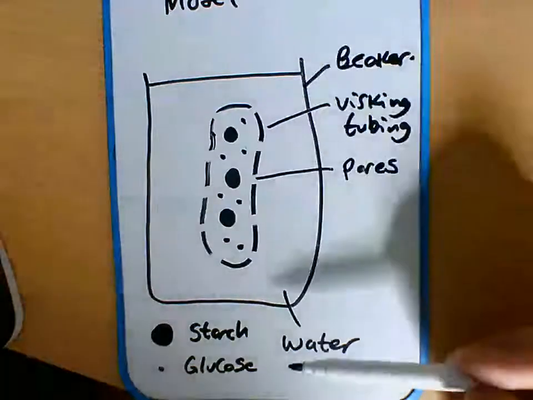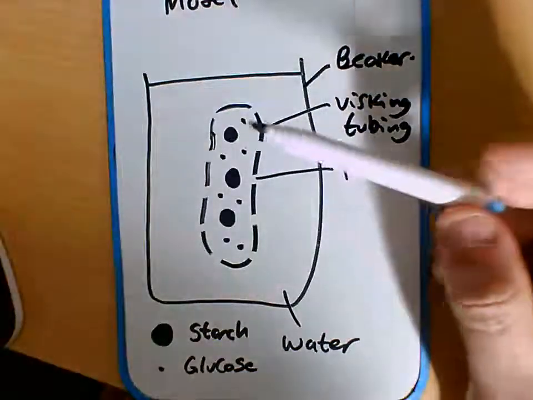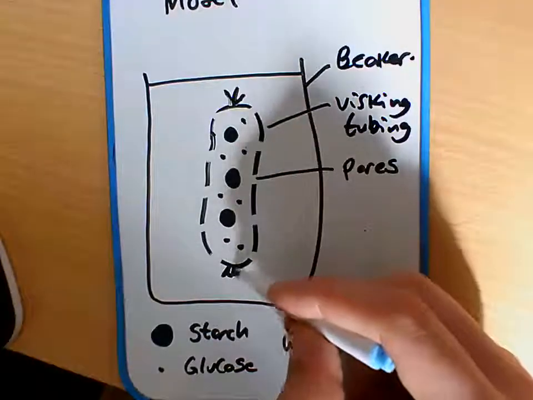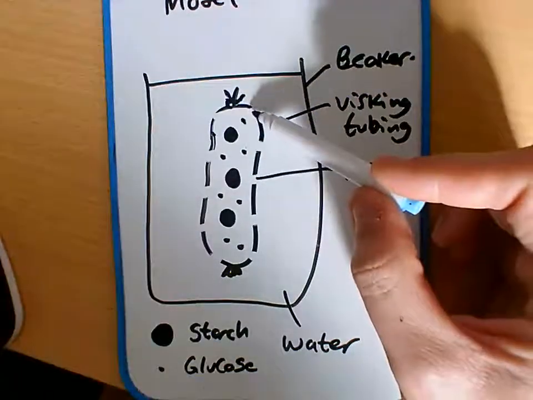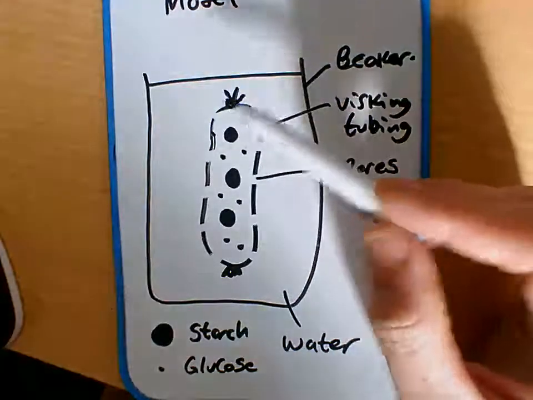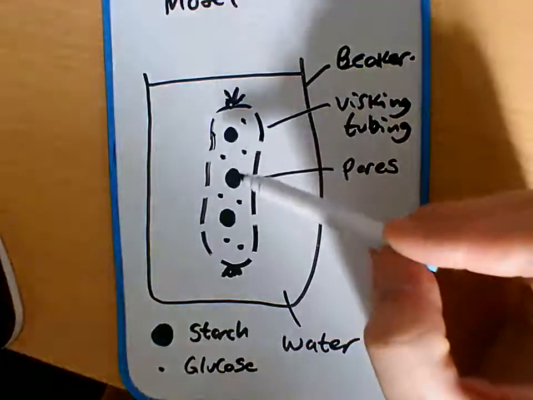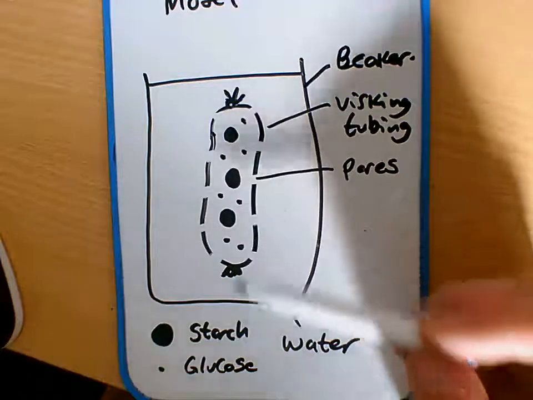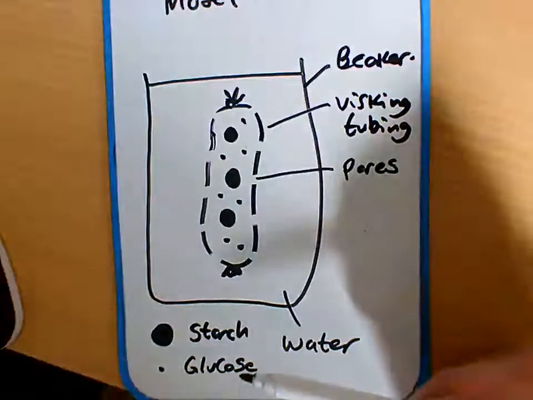So we've got a beaker full of water. Inside we've got a piece of Visking tubing, which is a little bit like a little plastic bag almost. And it's got these tiny microscopic little pores around it. And then we fill that bag, or that Visking tubing, full of a starch glucose solution. Now the big circles here are representing starch, and these little circles are representing glucose. Starch obviously being a big molecule and glucose being a smaller molecule.